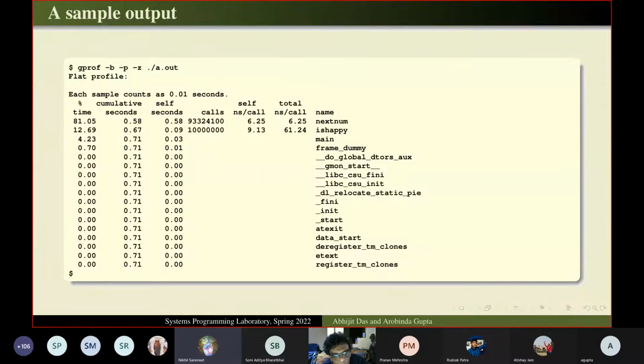Sir, the time of frame_dummy and the functions below it, it's not counted in cumulative seconds, right?